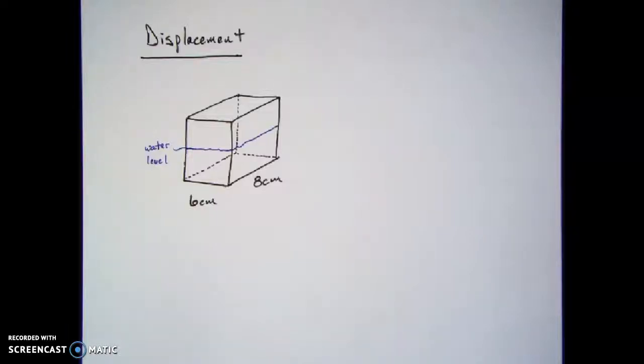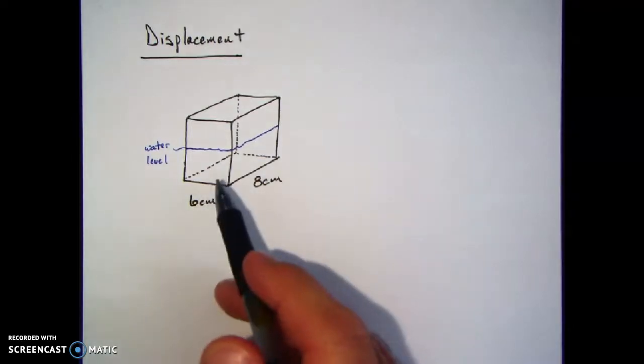In this section, we're talking about density and displacement. These are probably topics that you've already discussed in your physical science classes. Here we're working with volume, so these come up as applications of that. And so displacement, let's first talk about that.